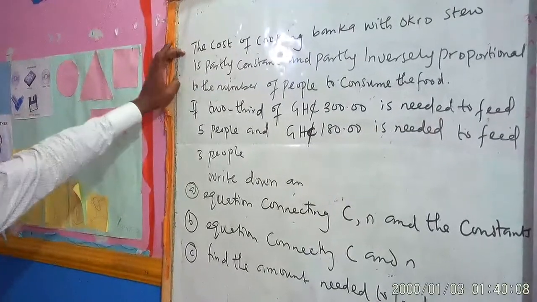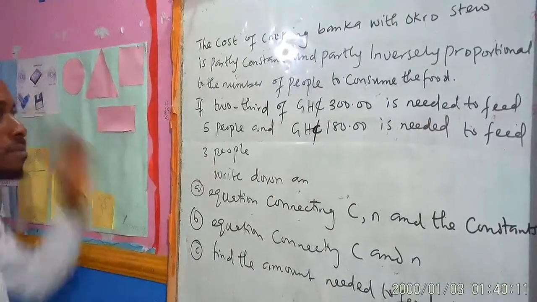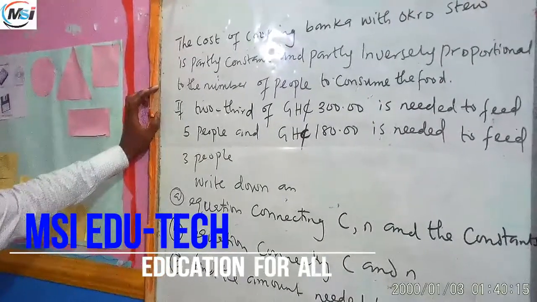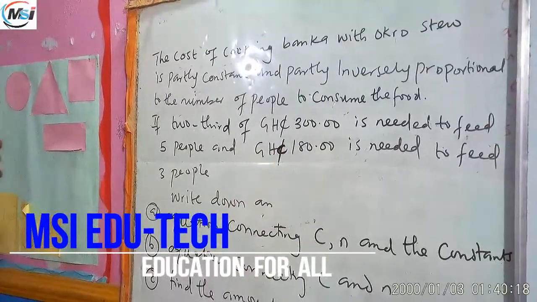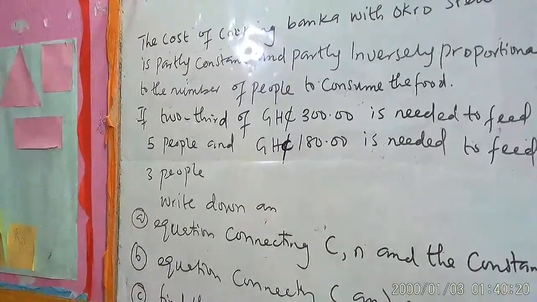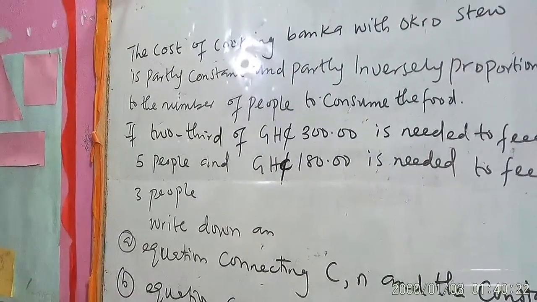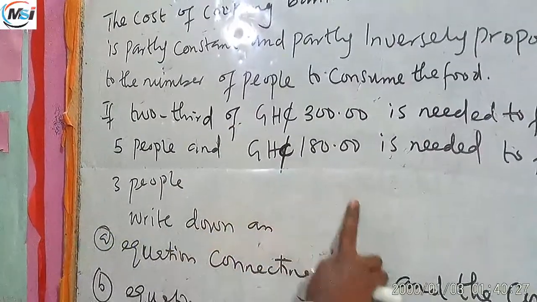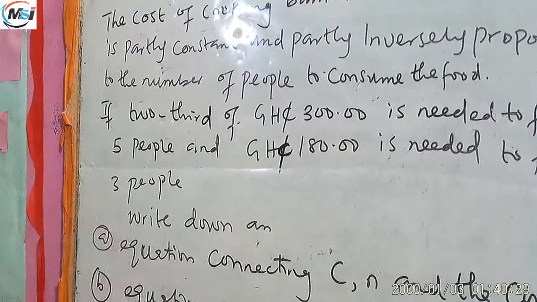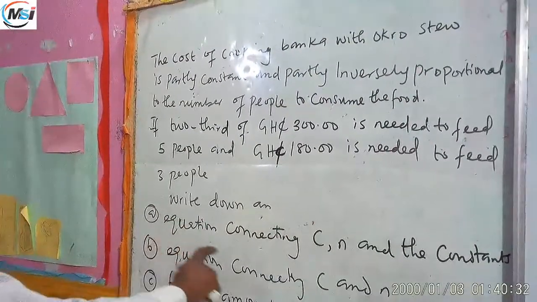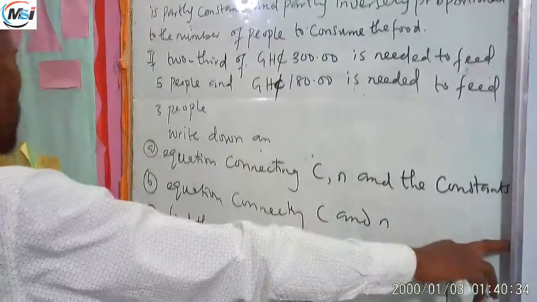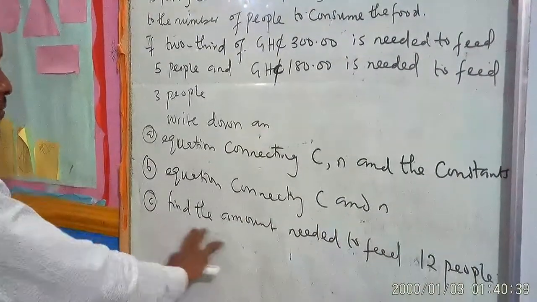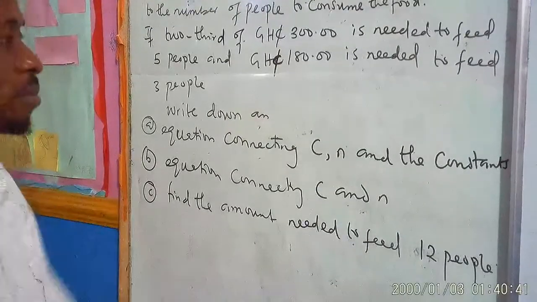Okay, this question is from one of our students in Ghana. So let's consider this. The cost of cooking banku with okra soup is partly constant and partly inversely proportional to the number of people to consume the food. If 2/3 of 300 Ghana cedis is needed to feed 5 people and 180 Ghana cedis is needed to feed 3 people, write down A, an equation connecting C, N and the constants, B, equation connecting C and N, and C, find the amount needed to feed 12 people.